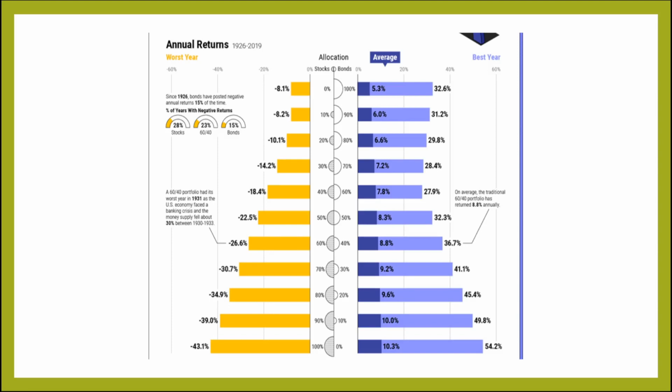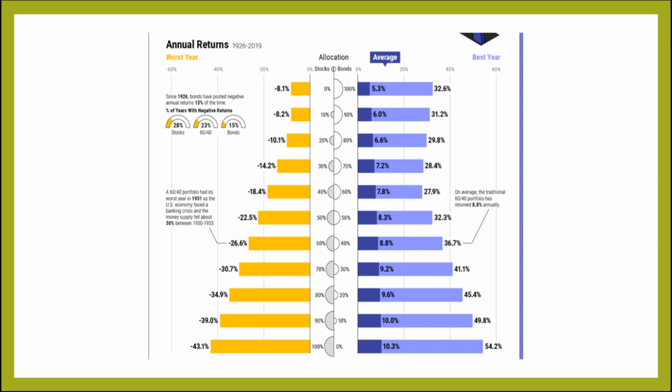Now let's take a look at some portfolios and their historical performance when they're holding more bonds and when they're holding more stocks. So this screen shows me the breakdown of stocks and bonds. The worst years of returns are on the left, the best are on the right. So let's say I have 100% in bonds and 0 stocks. Since 1926, what would my average return be? Your average return would be 5.3%. So that compares to the worst return of minus 8.1%.